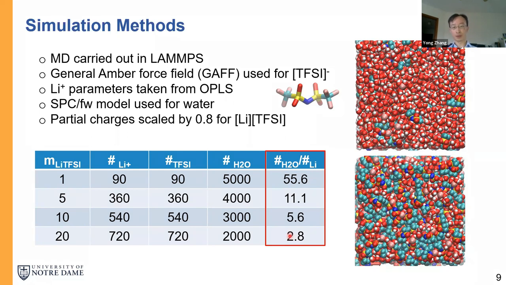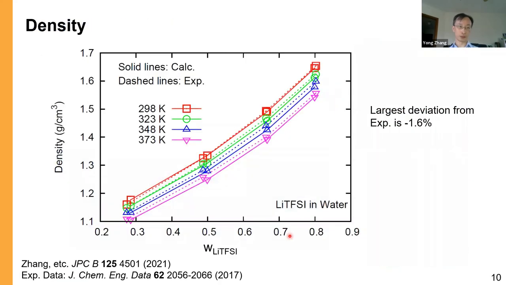And because in previous studies, people see different pictures, different structures using different force fields, different models, in our simulation we really want to be careful. We want to validate our simulation as much as possible. So as always, as you guys may know, we first compare the calculated density. So here's a comparison of calculated density in solid line compared to experimental results. The worst case, we have a density off by 1.6%. So it's a really good result.